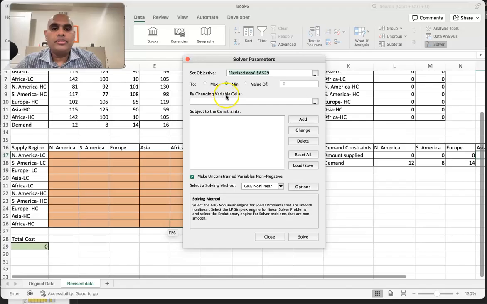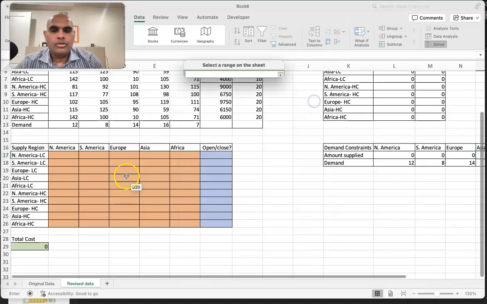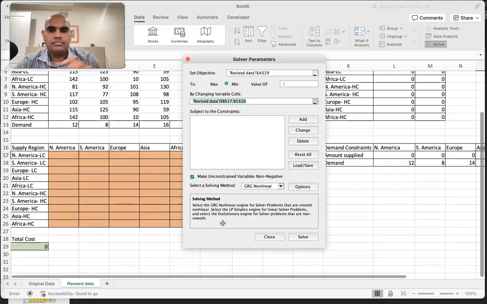Now the changing variable cells, so all the cells that are xij's and yij's. Don't forget to include the yij's. So everything right here, all of these are my changing variable cells. These are all my decision variables, right? Everything from B17 all the way up to G26, right? Okay. Now let's add some constraints.